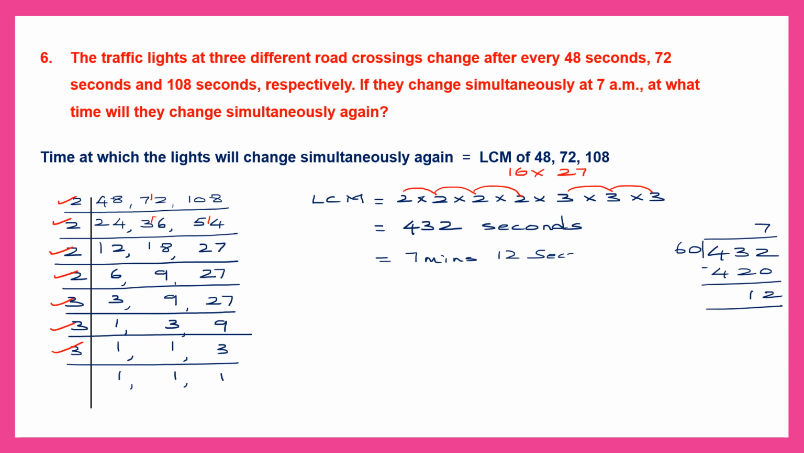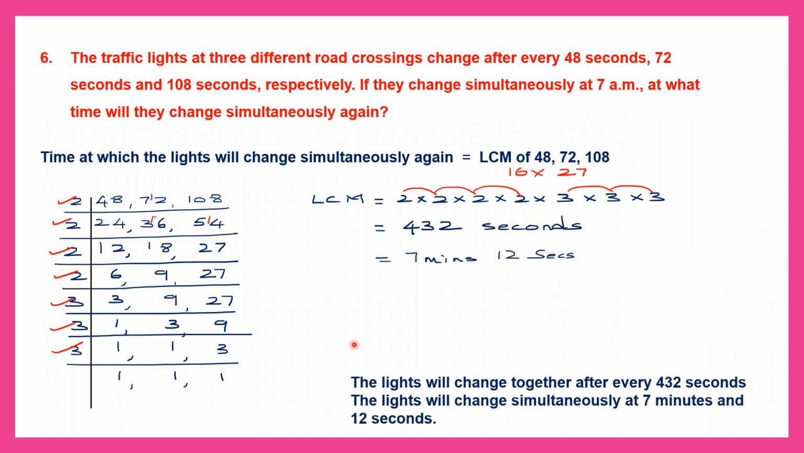So what is the question? The question is, at what time will they change simultaneously again? That means after 7 minutes and 12 seconds. First they changed at 7 a.m. After 7 a.m., 7 minutes and 12 seconds, all three traffic lights at the different road crossings will change. Okay, so I hope you understood. It's first changing at 7 a.m. and next it will change 7 minutes 12 seconds after 7 a.m.